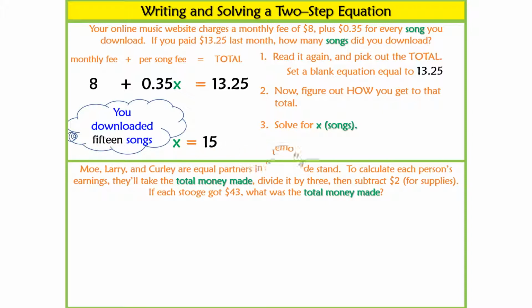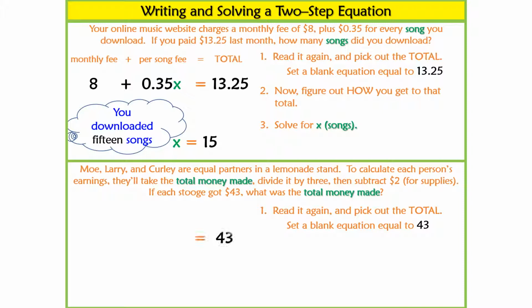So, step one, let's look back through this thing and see if we can find something that feels like a total. Well, in this case, it's a little bit trickier, but I feel like the total is $43 because that is what each stooge ends up with at the end of this situation. So I'm going to set a blank equation equal to 43. Now again, in words, how do we get to that total of $43? Well, what they did was they took the total money made, they divided it into 3 parts, and then each person had to subtract some money for supplies.